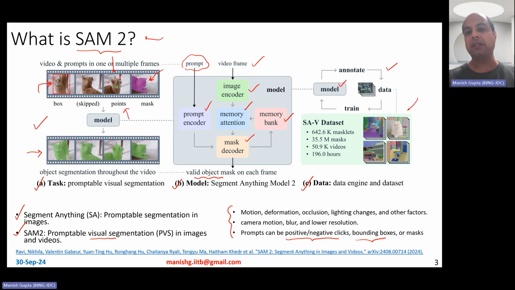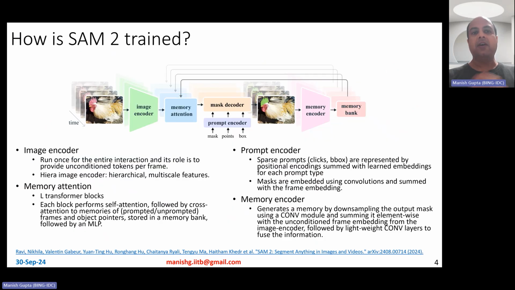Overall, they contribute the SA-V data set, Segment Anything Video data set, which has about 642.6 thousand masklets. So remember, these are the number of masklets, or some sort of object tracked over temporal videos, right? And 35.5 million masks, if you look at each of those frames, across approximately 51K videos. Okay.